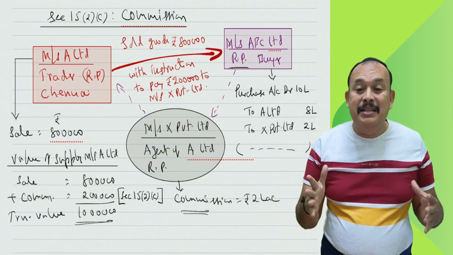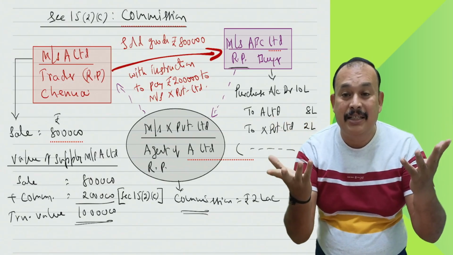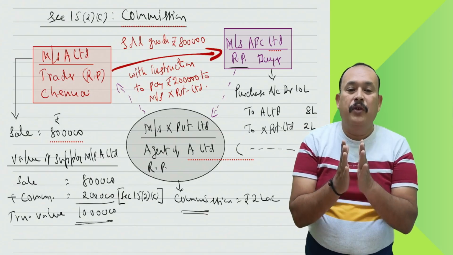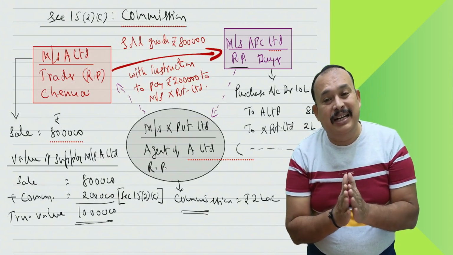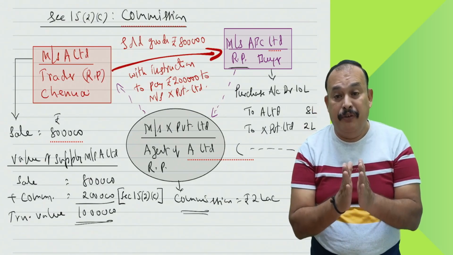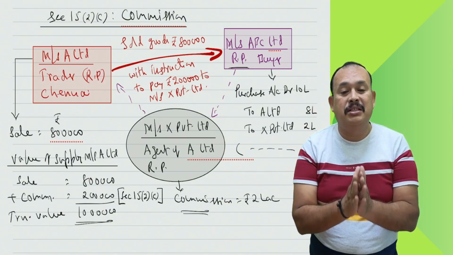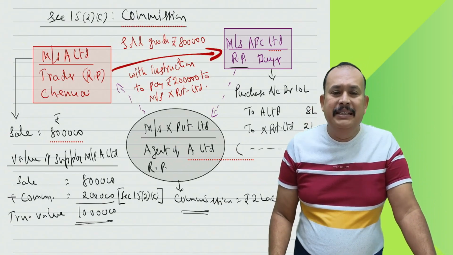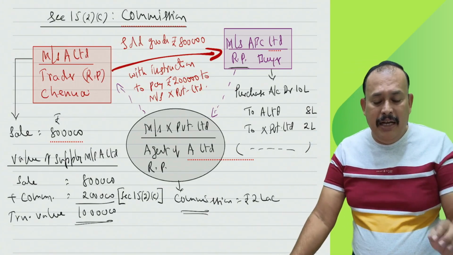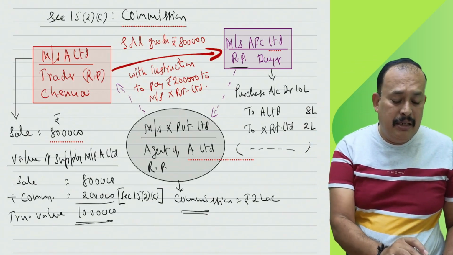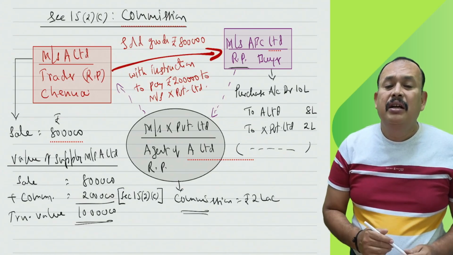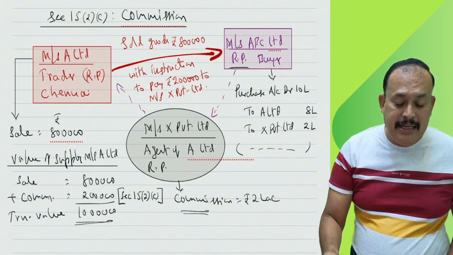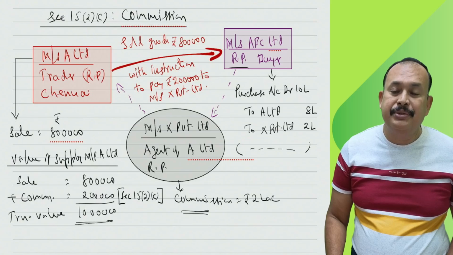So A Limited says that my value of supply is only 8 lakhs, and I want to pay GST on 8 lakhs. Allowed? No. Hey A Limited, for you the value of supply is not 8 lakhs. Add back the commission as per Section 15, subsection 2, clause C. Therefore, in the hands of A Limited, the value of supply is not 8 lakhs, it is 10 lakhs.